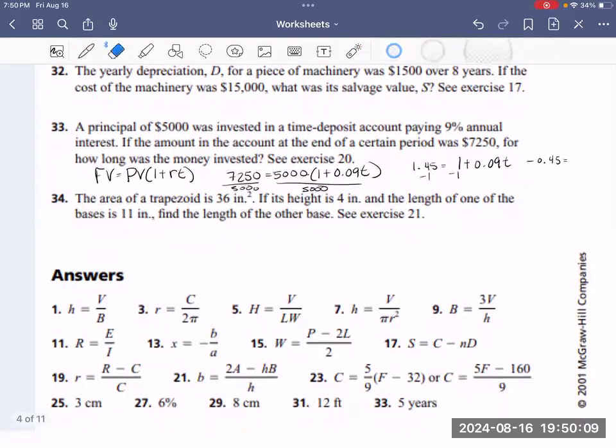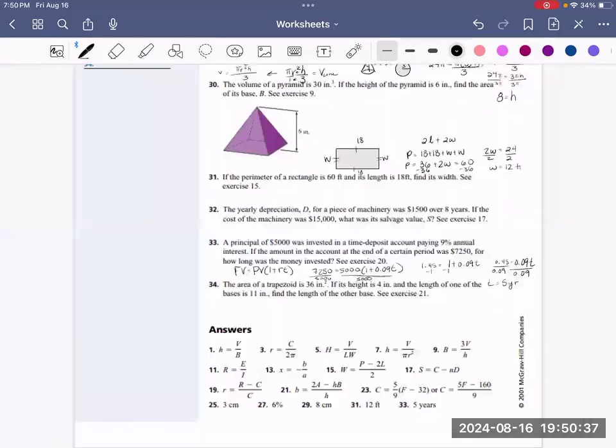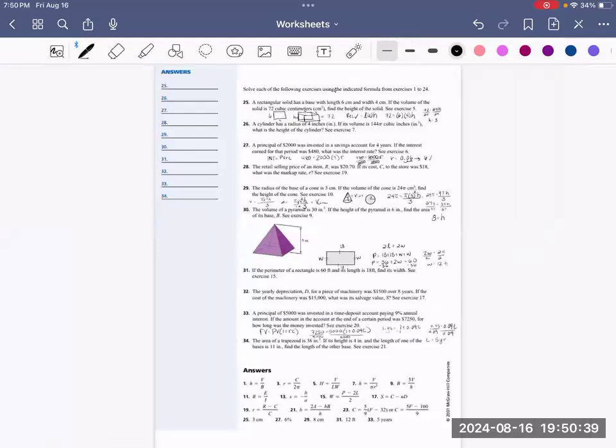Nope, I'm so sorry. I don't know why I thought that negative should be there. 1.45 minus 1 should be just a positive 0.45. So then you're left with 0.45 equals 0.09t, and we're going to divide that out. Now, when you divide 0.45 by 0.09, we should get 5, or 5 years. And that's what we have.